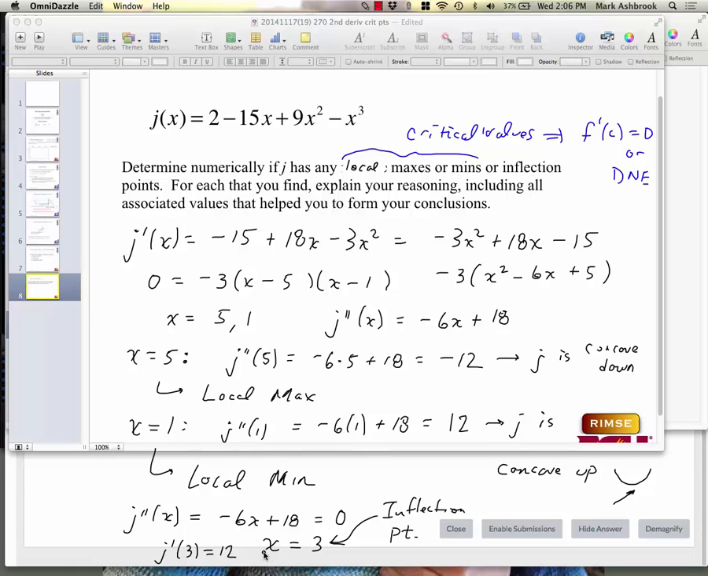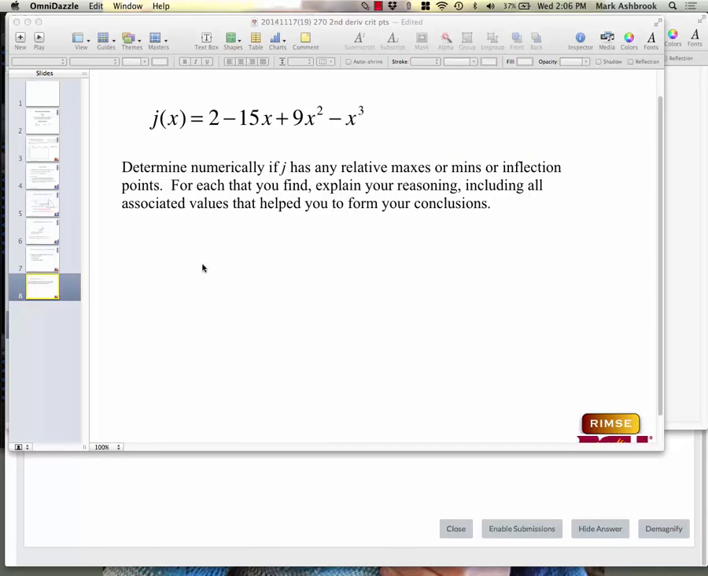But let's sketch. Let's put all this together with a sketch, and that will help make more sense of it. Can I erase now? Okay, so we had x equals 1, x equals 3, and x equals 5. Is that right? And at 1, we had a local min. At x equals 3, inflection. And the rate of change was? Okay. And here we have a local max.